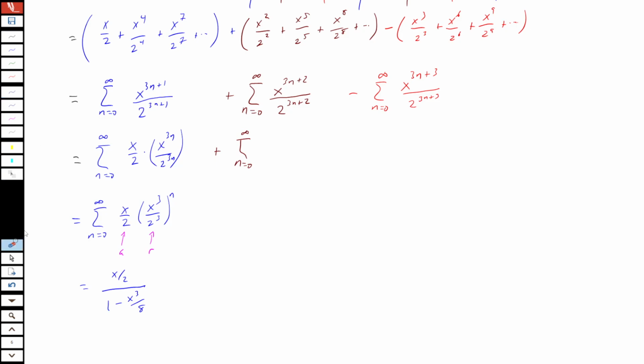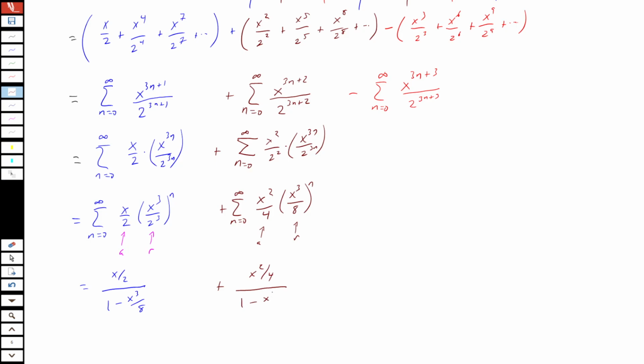So it's really messy looking sum. Let's fix that. Okay, so I'll have an x squared over 2 squared times x to the 3n over 2 to the 3n. Okay, so we have x squared over 4. And here I have an x cubed over 8 all to the n. So again, I have my a and my r. So I'm going to have an x squared over 4 all over 1 minus x cubed over 8.